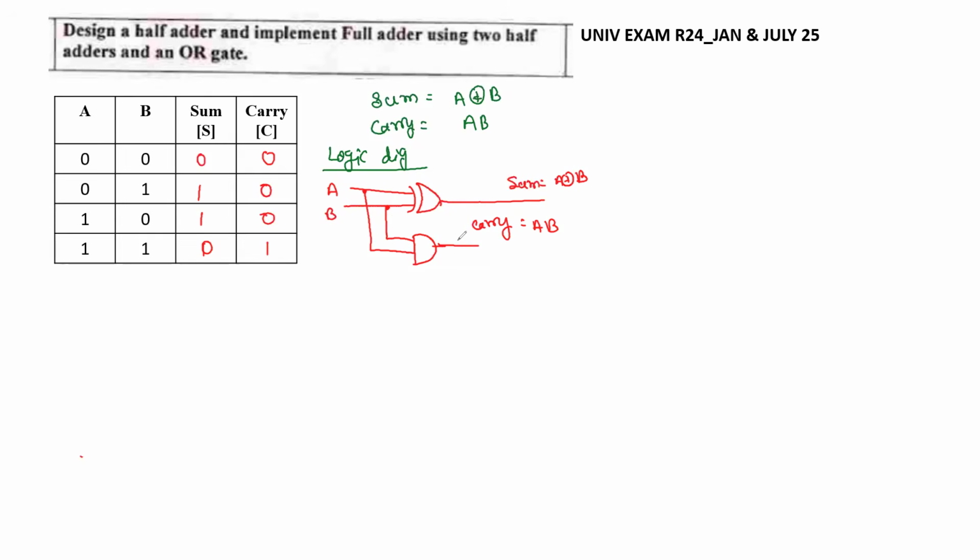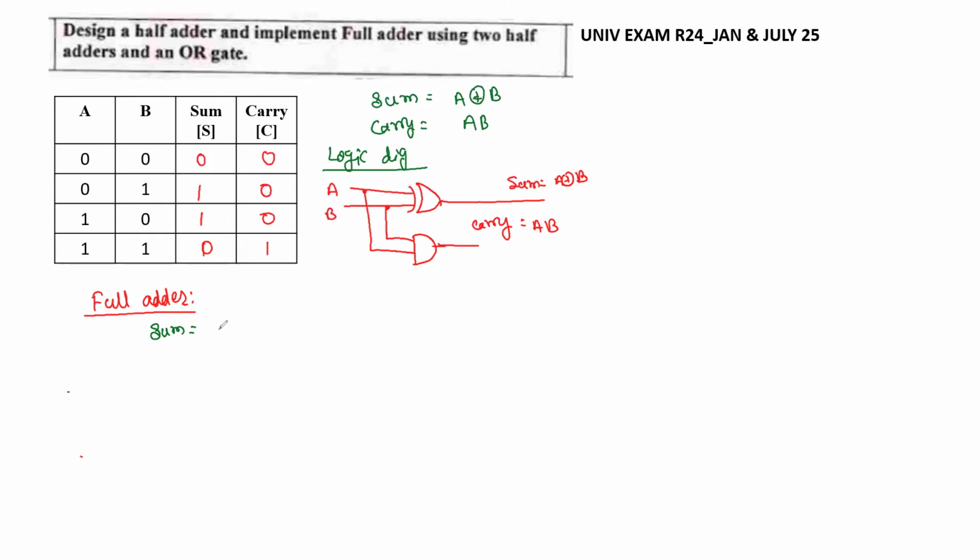Now they're asking to implement a full adder using two half adders and an OR gate. You are already aware of the expressions of the full adder. To implement this with two half adders, you can draw the logic diagram with the help of a block diagram, or we can go with the help of gates also. Both are correct. For this, what do we require? The expressions of sum and carry.